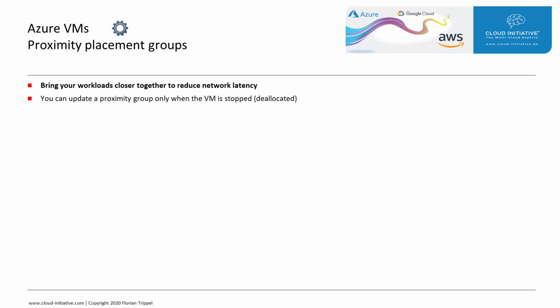The next and last feature we want to mention is proximity placement groups. With proximity placement groups, we can bring our workloads closer together to reduce network latency and jitter. Note that we can update the proximity group only when the VM is deallocated.